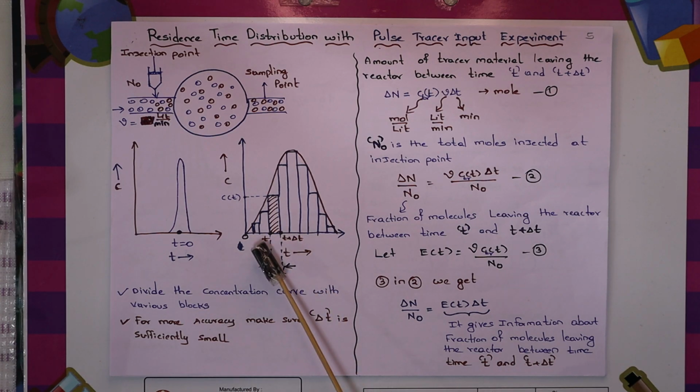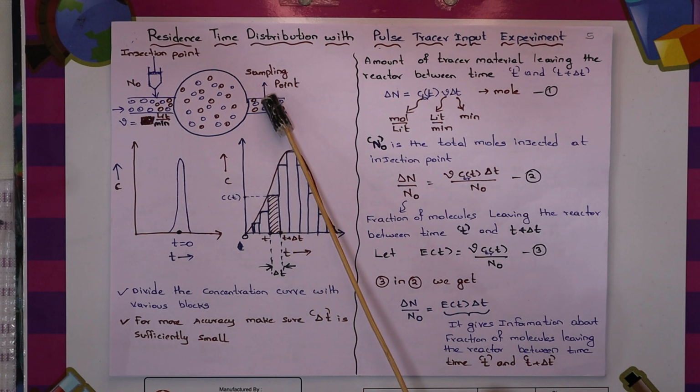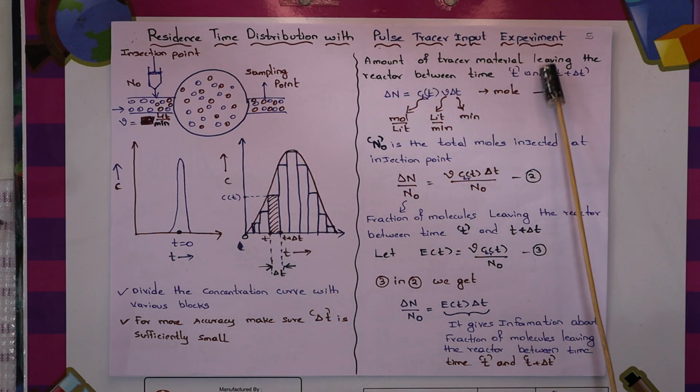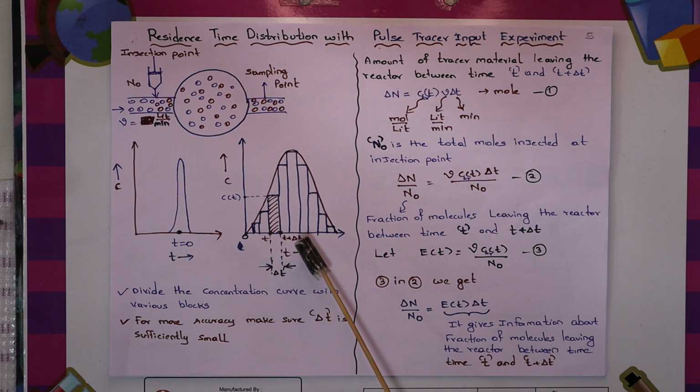At a certain time, between t and t plus delta t, a certain concentration of molecules comes out at the exit. So let us take a balance over this particular intermediate time. The amount of tracer material leaving the reactor between the time t and t plus delta t is delta n. Delta n is the moles of tracer that comes out between t and t plus delta t, and has the unit of mole.